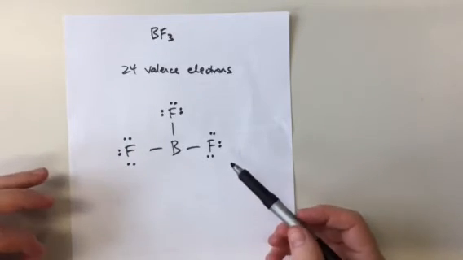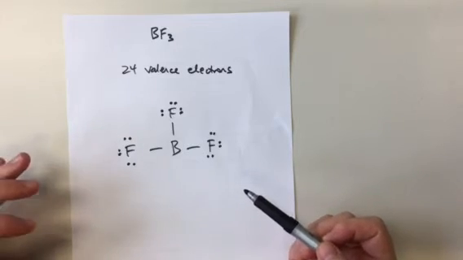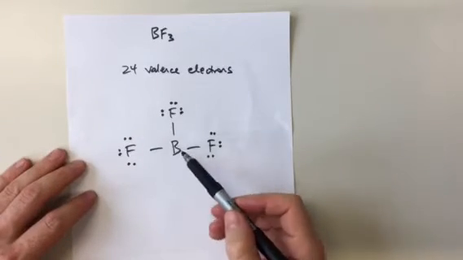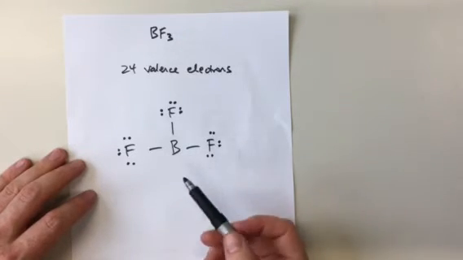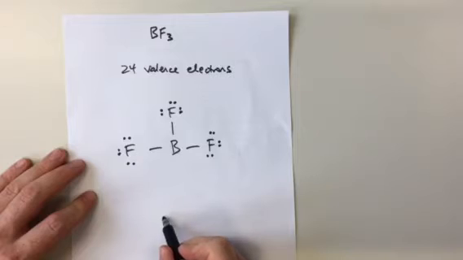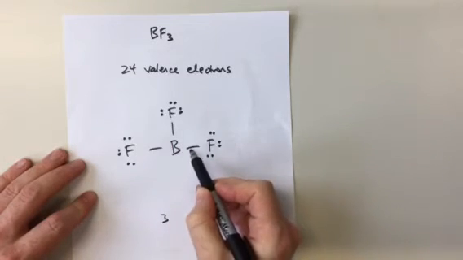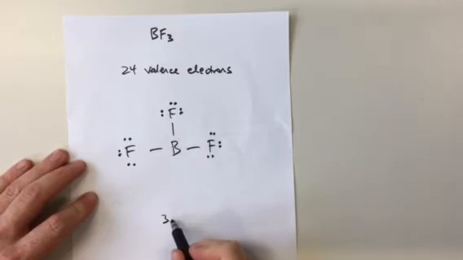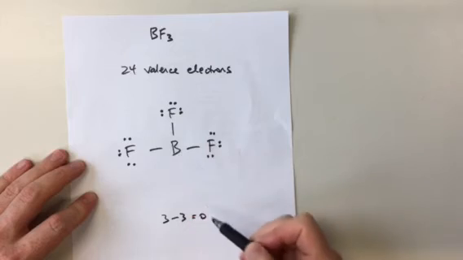And now we're going to look at the formal charges to make sure this structure is final. So we'll look at the boron first. To work out the formal charge on boron, we need the valency. So the valency of boron is 3, and the number of electrons that belong to it in this structure is 1, 2, 3. So 3 minus 3 is 0. So the formal charge on boron is 0.